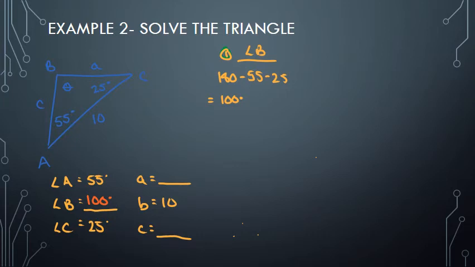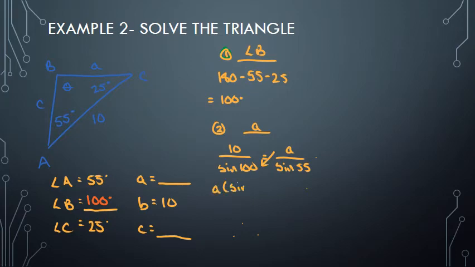I'll just go with A first. It does not matter which one. I could go A or C. If you don't want to write that initial step where you go B over sine B and all that, you don't have to. I'll give you an example. I can just get right into 10 over sine 100 equals, and we're looking for A, so A on top, sine 55. And then just start solving.